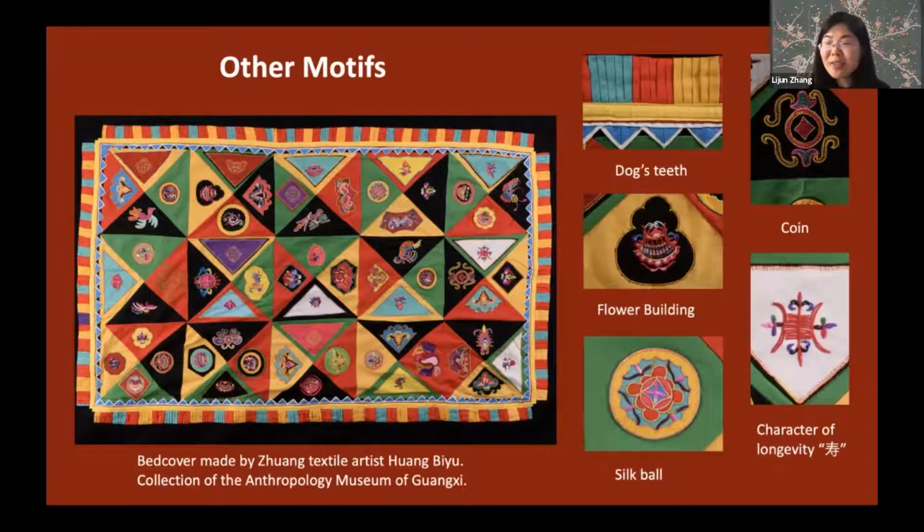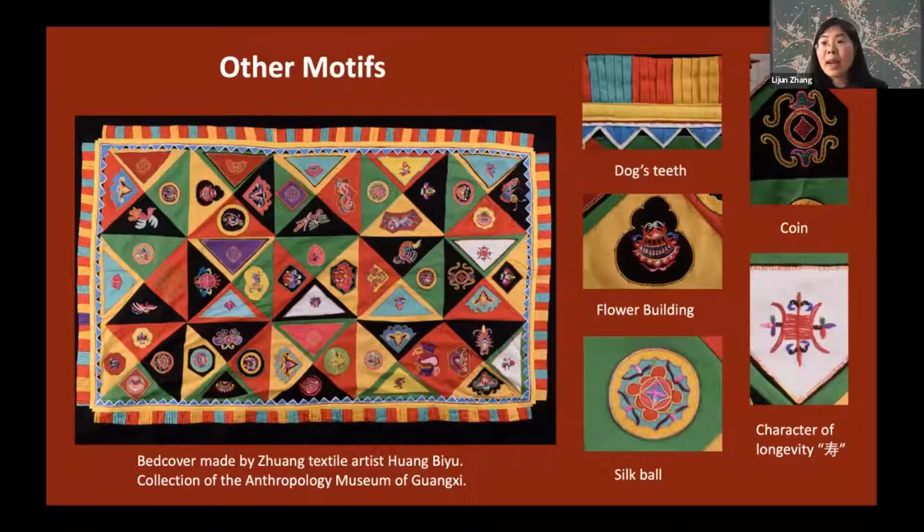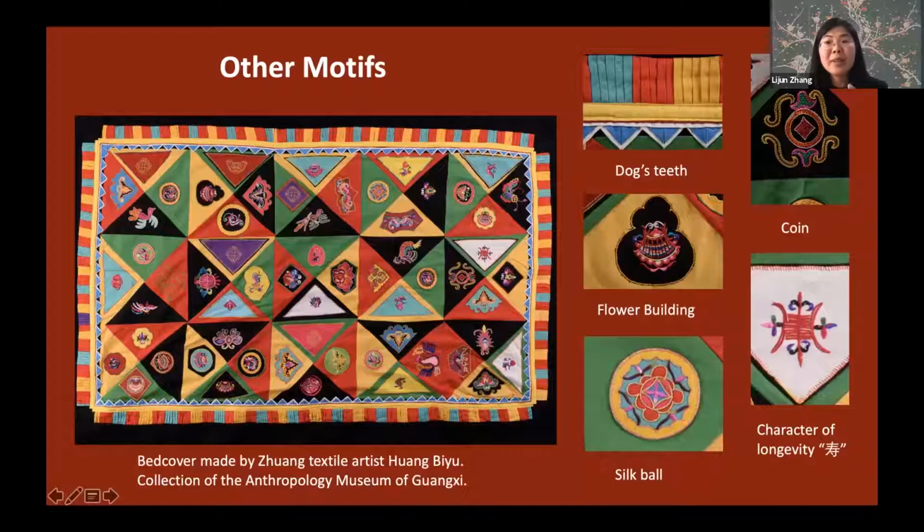Some are specifically associated with certain ethnic groups or cultures, such as the dog teeth, the flower building, and the silk ball that we see on the triangle-shaped blocks of the quilt by the Zhuang artist Huang Biyu. Zhuang people in Guangxi believe that dog teeth can ward off evil spirits. So they sometimes put dog teeth or dog hair under the pillow of their children to protect them, and that was incorporated in the design of this quilt.